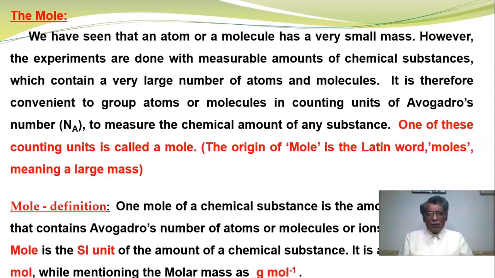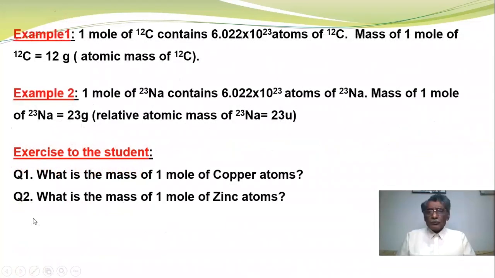Let us define now mole. 1 mole of a chemical substance is the amount in grams that contains Avogadro's number of atoms or molecules or ions or electrons. Mole is the SI unit of the amount of a chemical substance. It is abbreviated as mol while mentioning the molar mass as grams mole inverse.